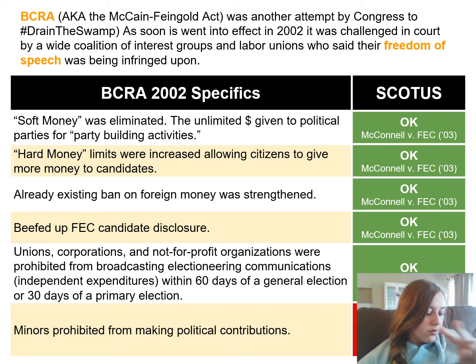Now there's two SCOTUS decisions here. The first is McConnell versus FEC. In McConnell versus FEC, they overturned that piece about minors. Minors still have freedom of speech to some degree. They should be able to give to campaigns. That's found unconstitutional.